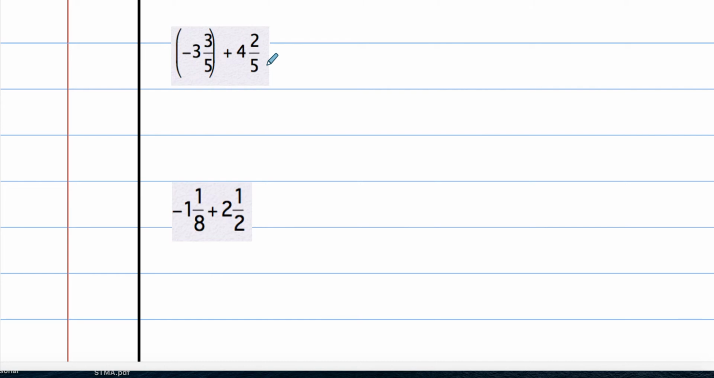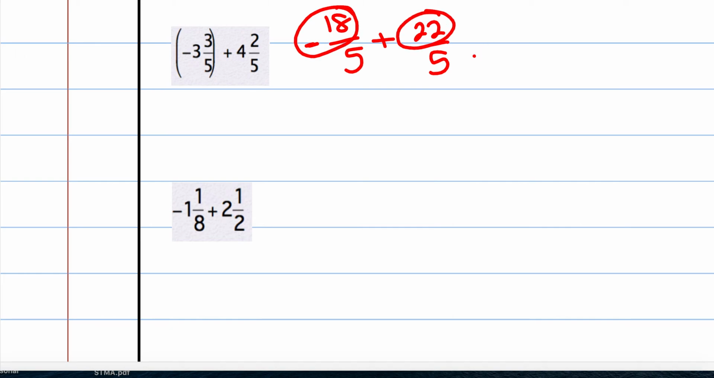Because they have common denominators, we don't need to, but I'm just going to get in the habit of doing that. So I have 15, 16, 17, 18/5, and this is negative, and we are adding 20, 22/5. So now you can see a negative 18 and a positive 22. 18, 19, 20, 21, 22, which would give me 4 because I have to subtract them because they're different signs, and I keep the larger sign. So my answer is 4/5.